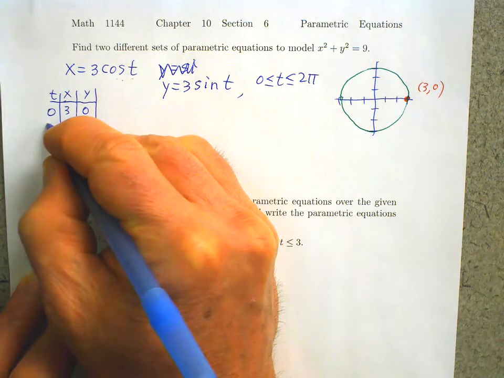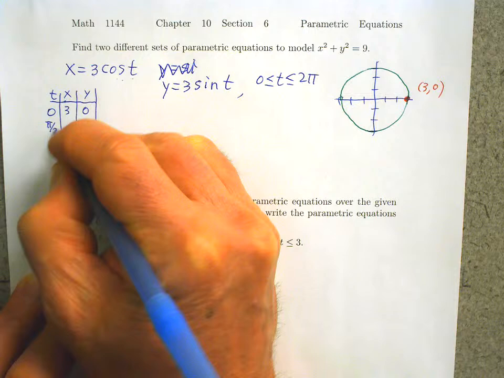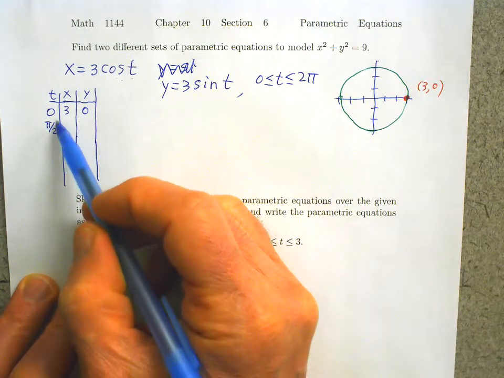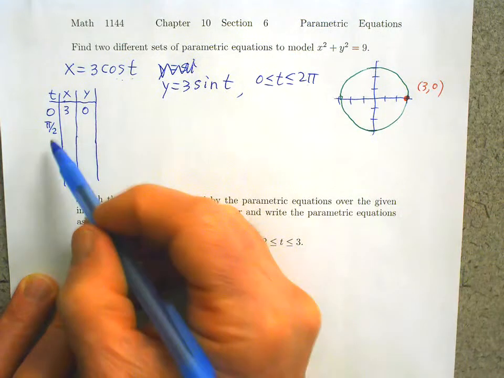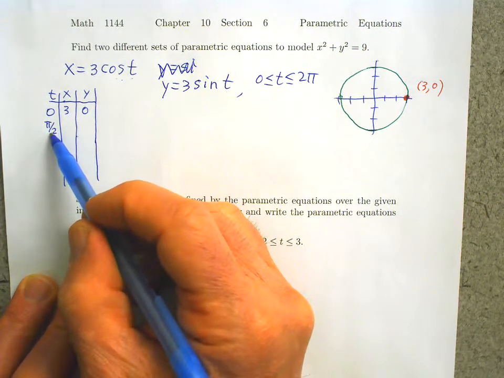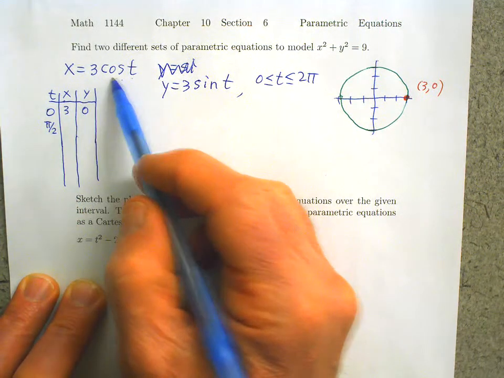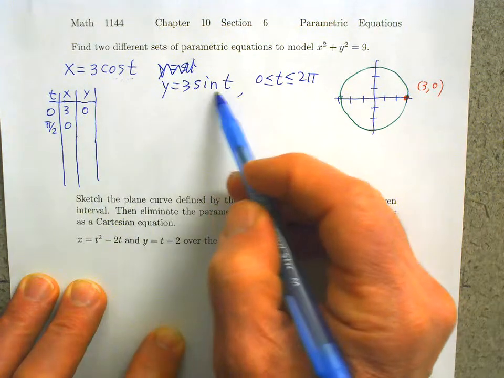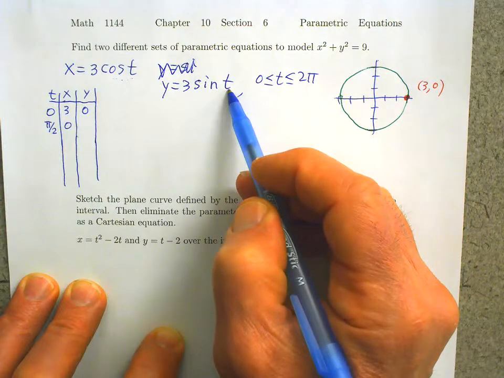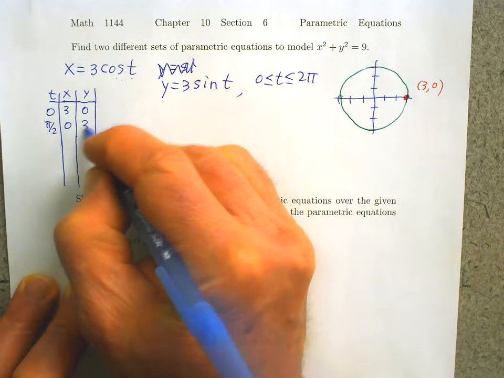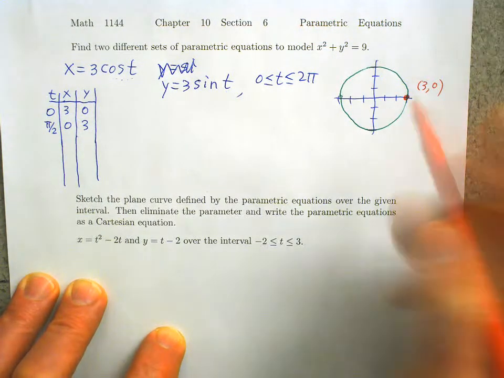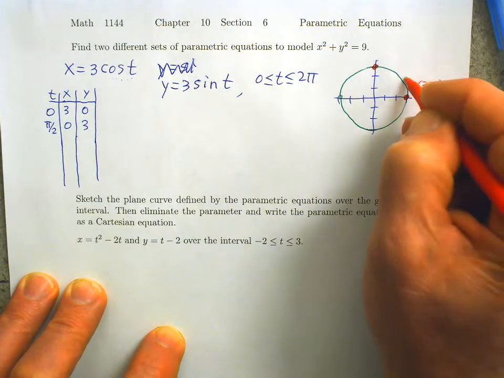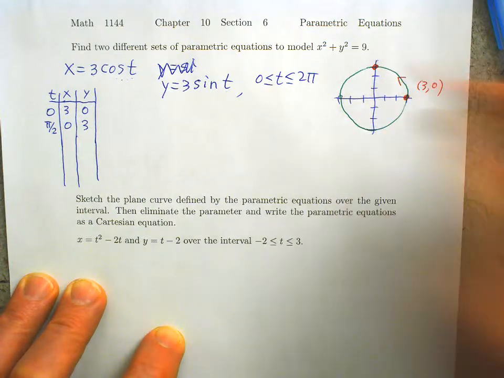Well, let's just pick t to be pi over 2. We could pick intermediate values like pi over 6 and pi over 3, but let's just jump to t equals pi over 2. Cosine of pi over 2 is 0, so 3 times 0 is 0. For sine, sine of pi over 2 is 1. 3 times 1 is 3. So we get the ordered pair 0, 3. So the direction of the curve is counterclockwise.